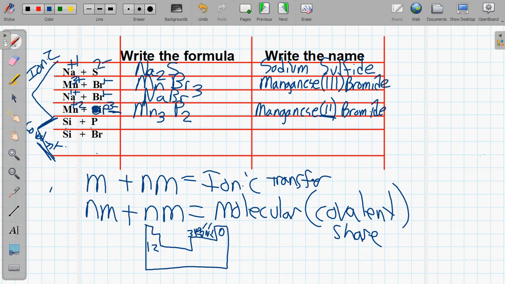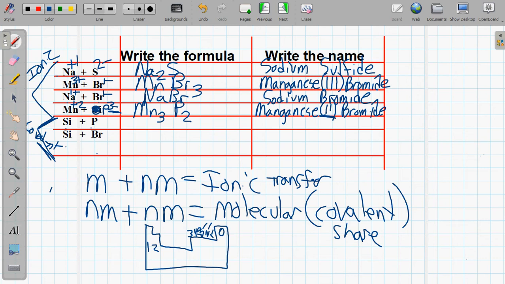And then for sodium bromide, it'd be the same thing. We just write the name, sodium, and then bromide. Okay? Now for the covalent compounds, or molecular compounds, we have to use prefixes. So we have to know the name, or we have to know the formula, one or the other.